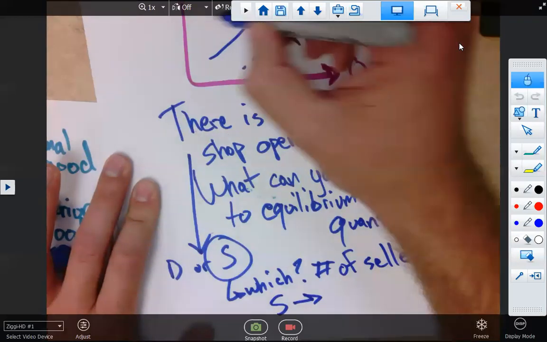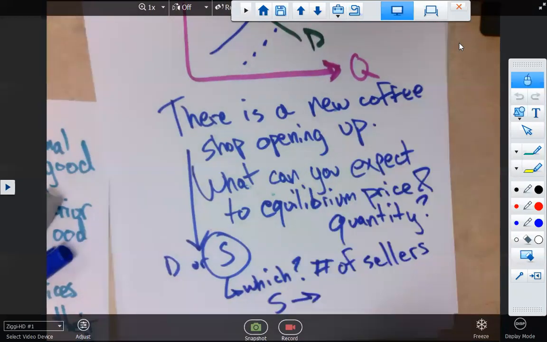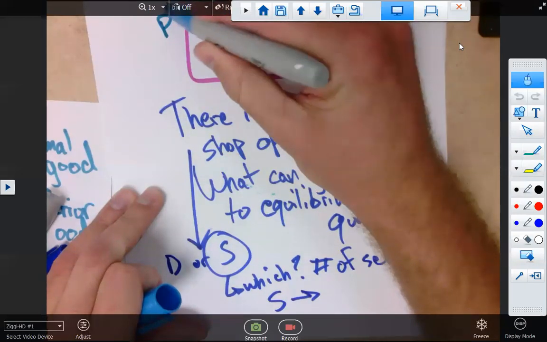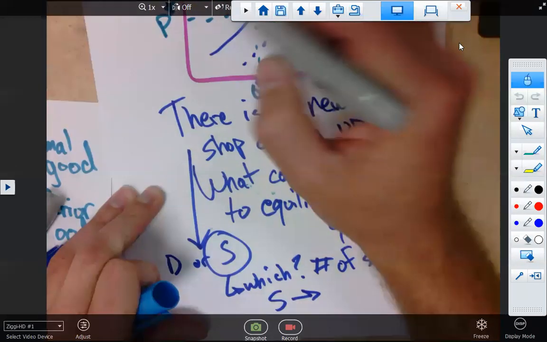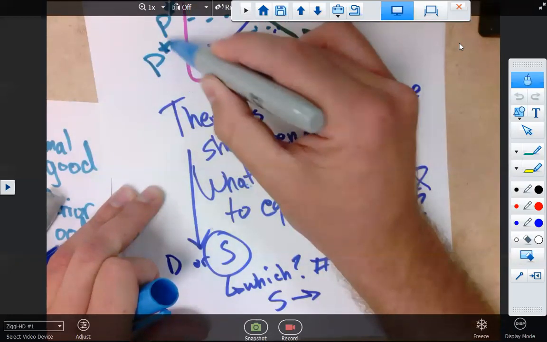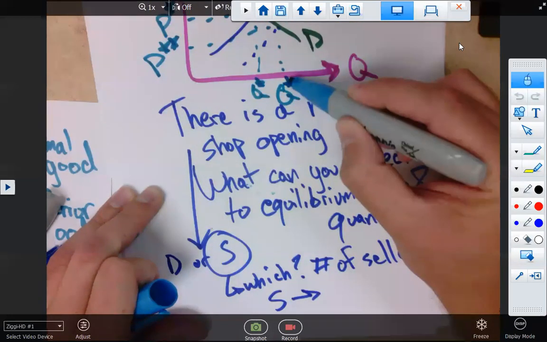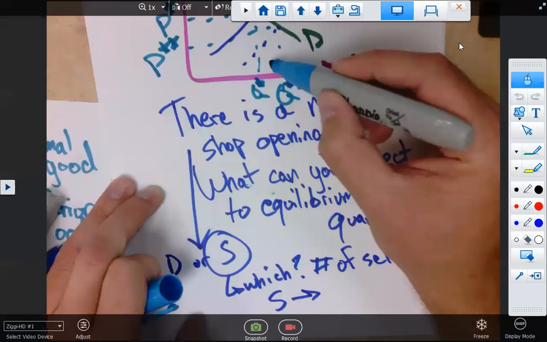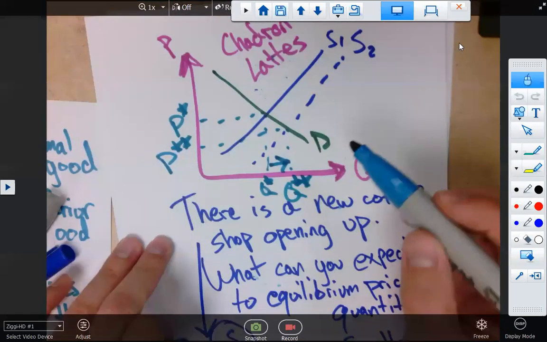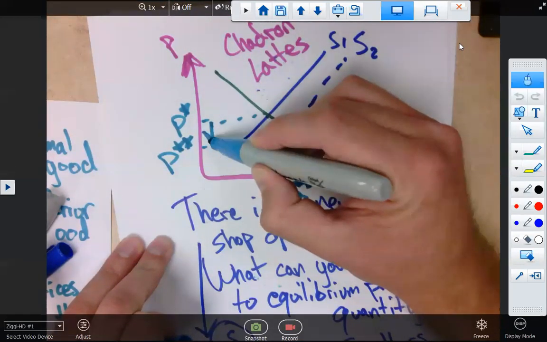S1, S2. So we had an old equilibrium price and quantity that was right here, P star, Q star. Now we have a new equilibrium price and quantity. We can call it P double star, Q double star. And what happens? We see that the quantity increases and the price decreases.